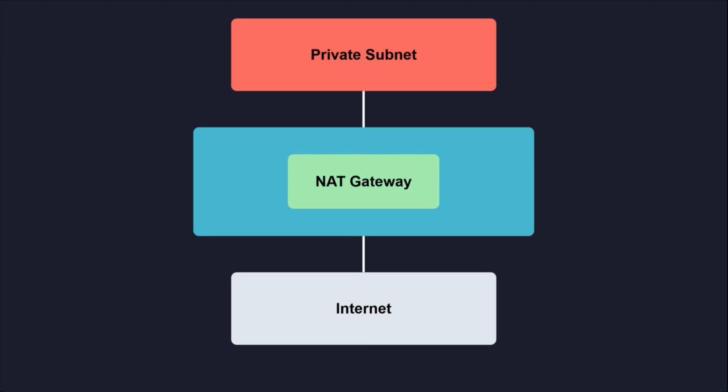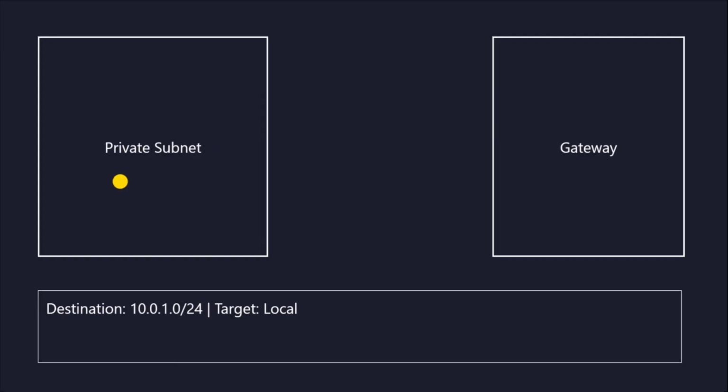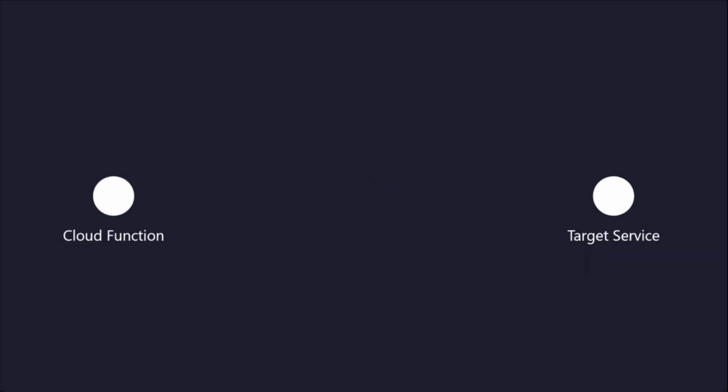This gateway acts as a bridge that translates private requests into public traffic while keeping your internal network hidden from the internet. Update the route table of your private subnet to point all non-local traffic toward the gateway. Without this explicit instruction, your function will not know where to send packets destined for any address outside of your local virtual private cloud range.